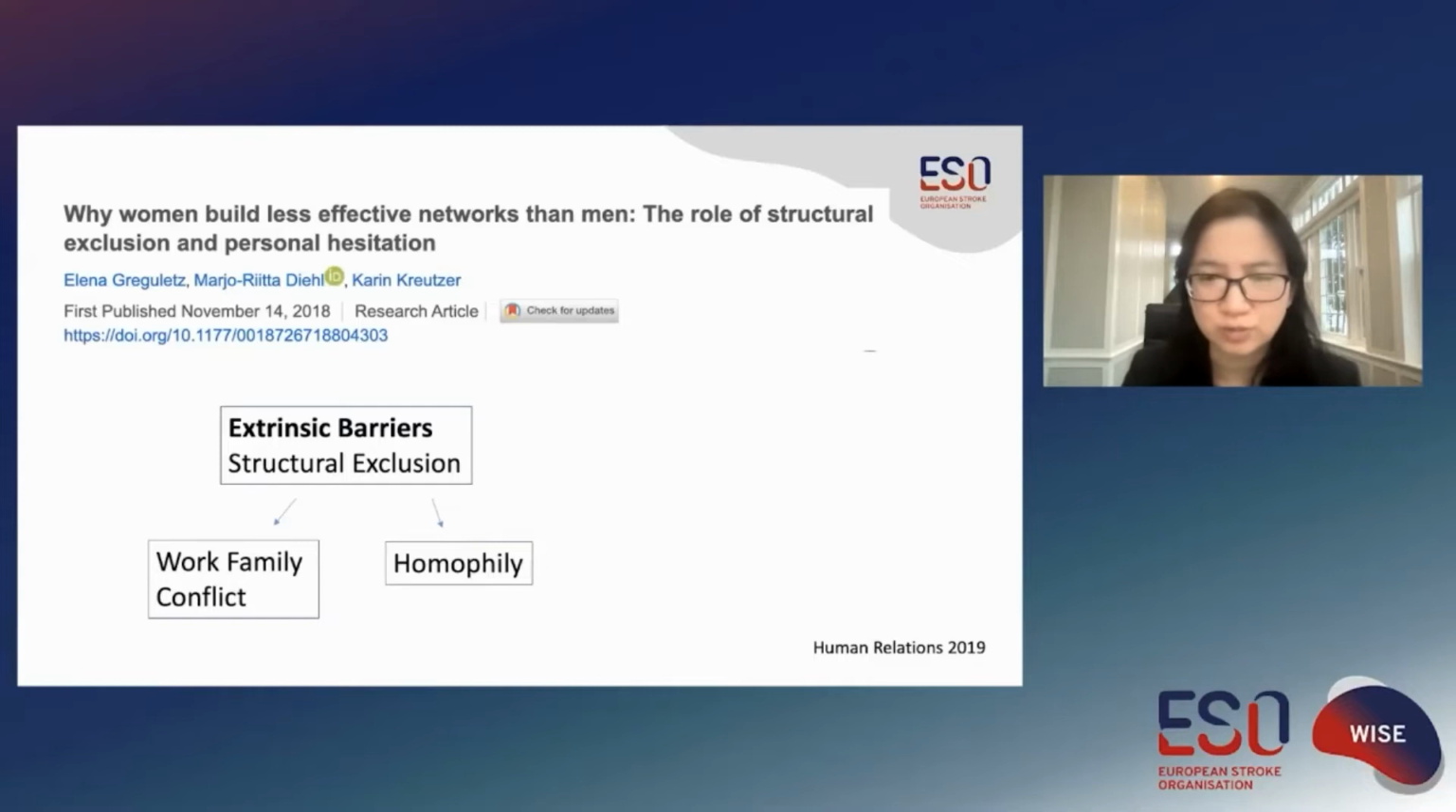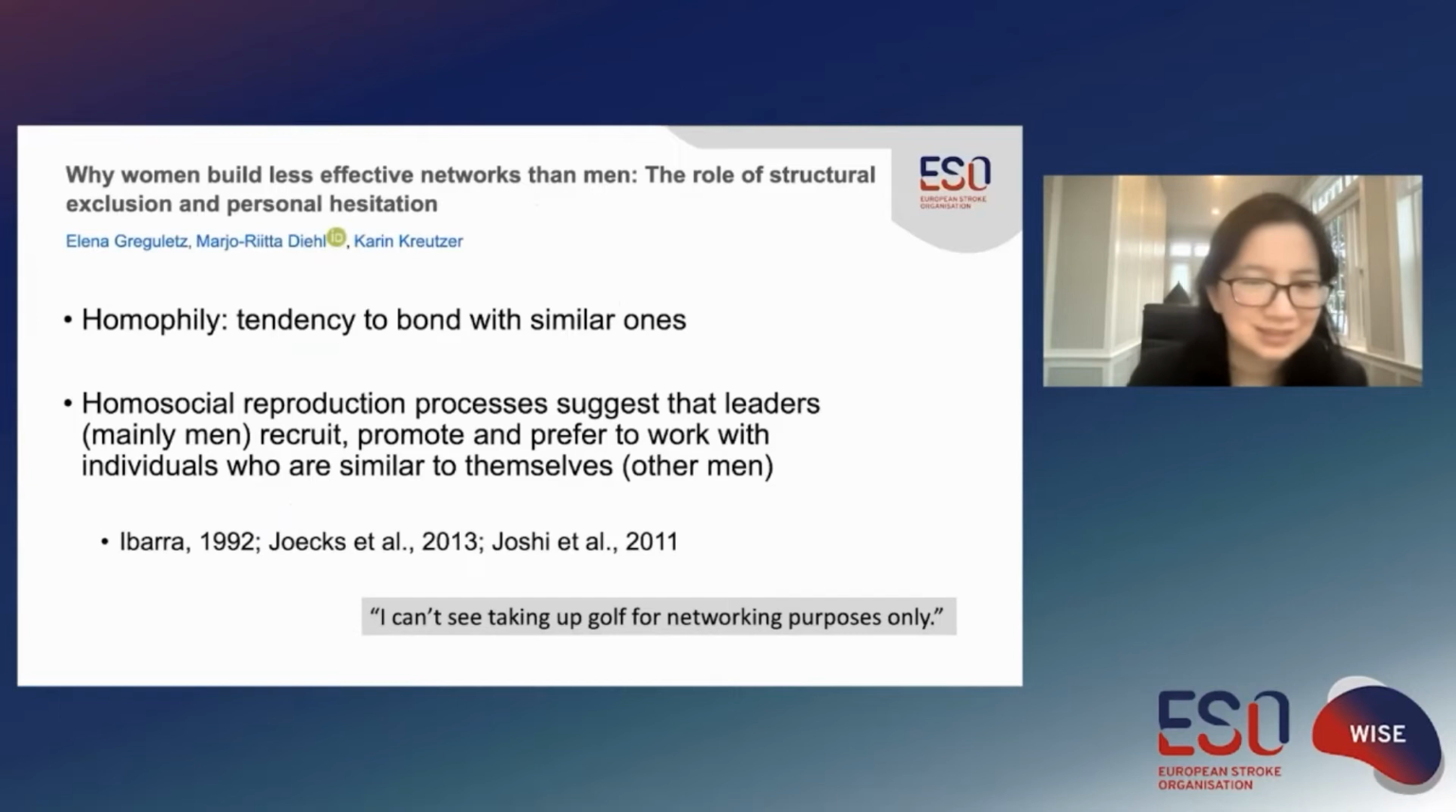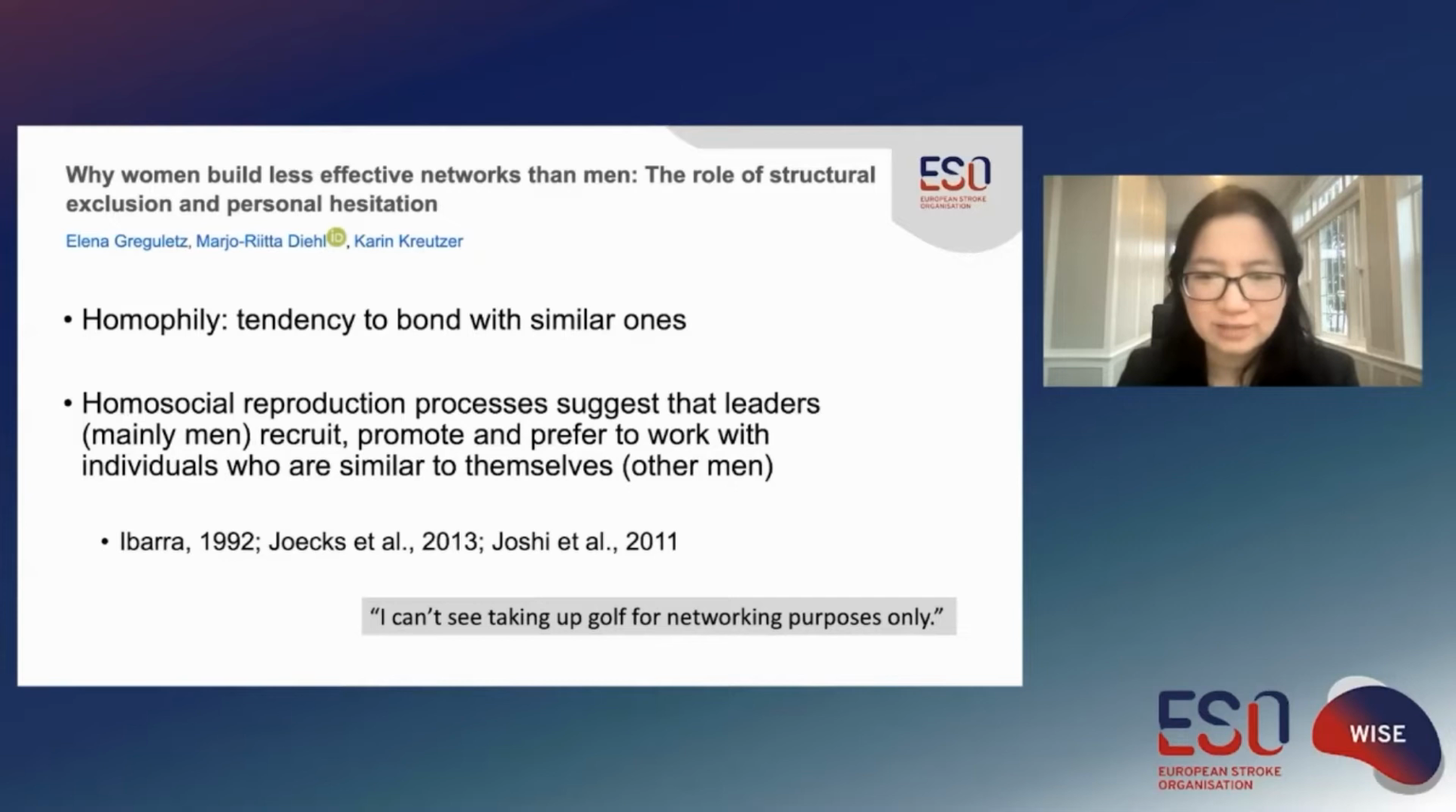And this can be divided into concepts of work-family conflict, which is intuitive. If a woman has to deal with her family after hours, she is not available for networking during family time. And also another concept called homophily. Homophily is the idea of a tendency to bond with similar people. Homosocial reproduction processes suggest that leaders, mainly men, tend to recruit, promote, and prefer to work with people who are similar to themselves. This is a quote from one of the women leaders who was interviewed in this study saying that, "I can't see taking up golf for networking purposes only."